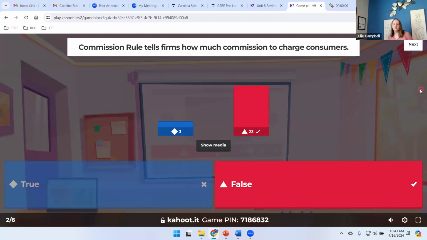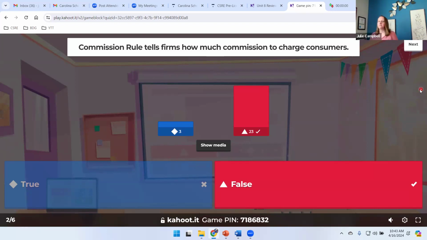Good job. Who determines how much the firm charges? Everybody say it with me. The firm. The Real Estate Commission doesn't care what the firm charges. The National Association of Realtors, the local board of realtors, the local government, the local business, whatever. The firm determines their commission. The firm determines how much they charge.